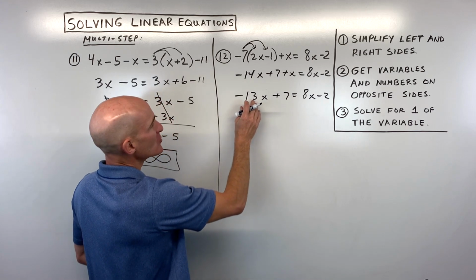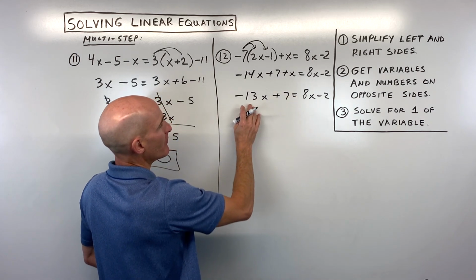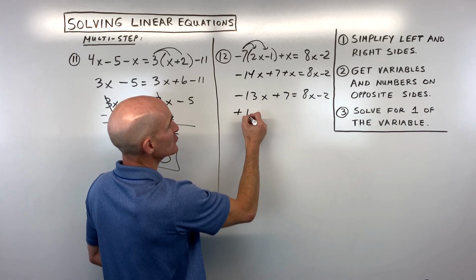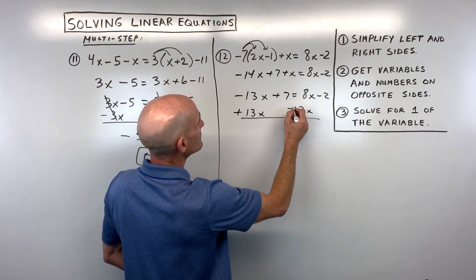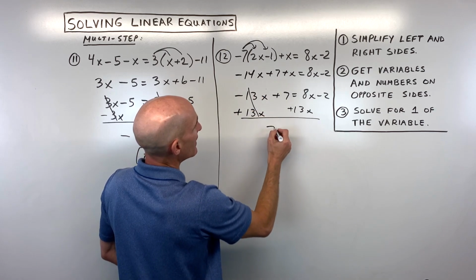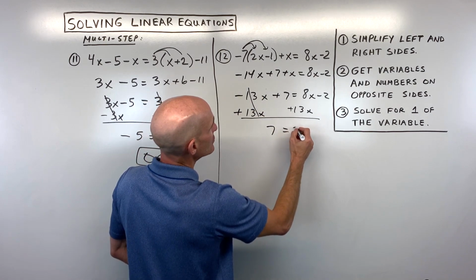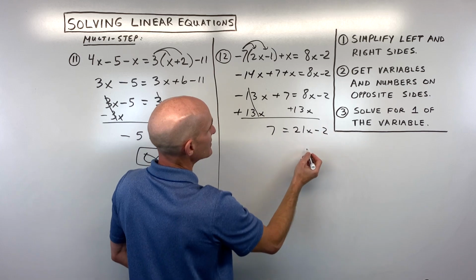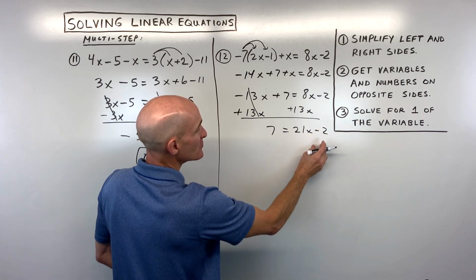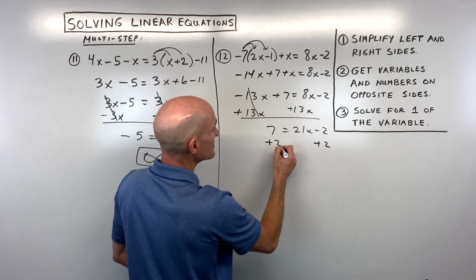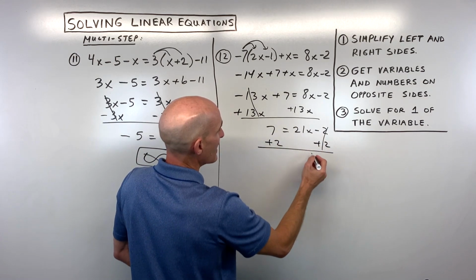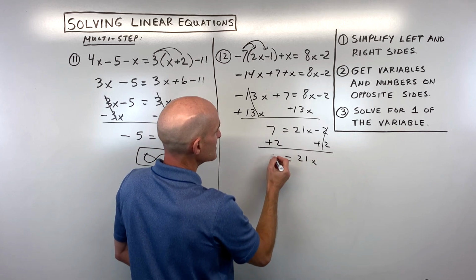Okay, now here what I'm going to do, I'm going to get the variables on the right by getting rid of them on the left. So I'm going to do the opposite. I'm going to add 13x to both sides. So that cancels. We've got 7 is equal to 21x minus 2. Got the variables on the right, which means we want to get the numbers on the left. So we'll do the opposite. We're going to add 2 to both sides. So these cancel. We get 21x is equal to 9.